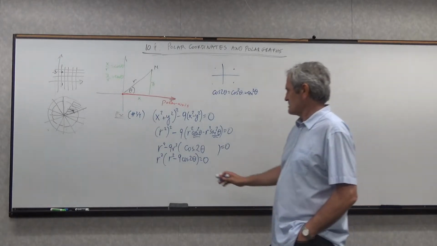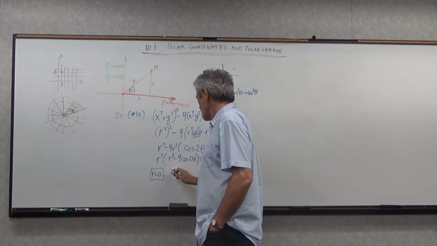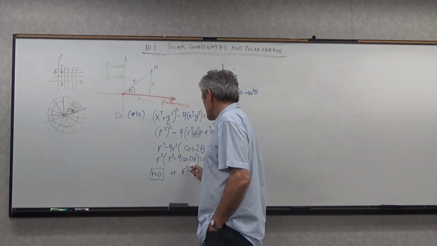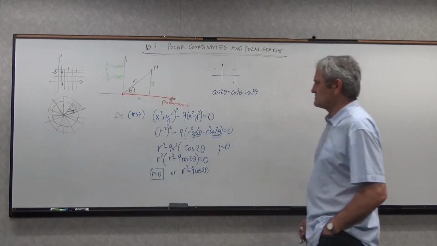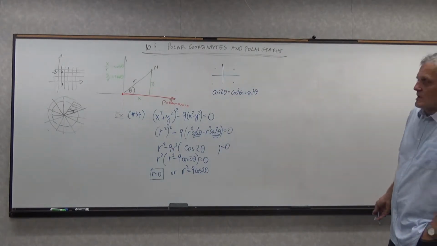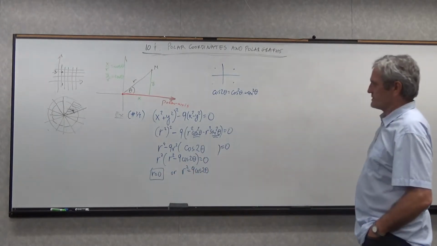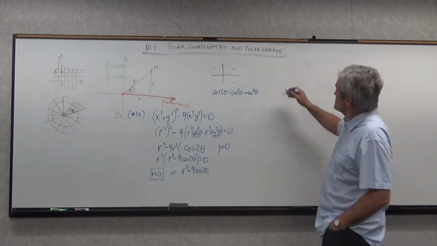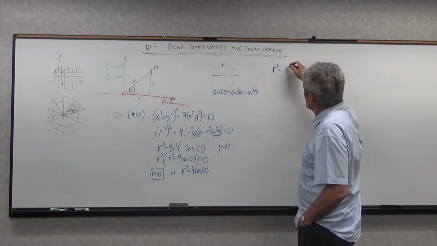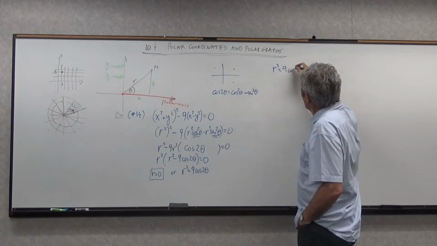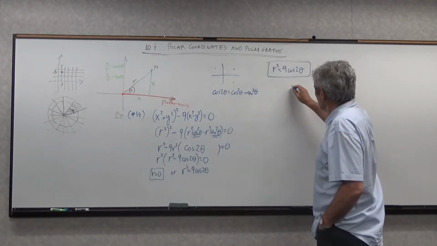So what is that telling me? Either r equals 0 or r squared equals 9 cosine 2 theta. r equals 0 is just the origin. If I get the origin here, then there's no reason to do that. So here it is. My equation looks actually much better. And this is the first polar curve that we will draw. So how do we draw this?